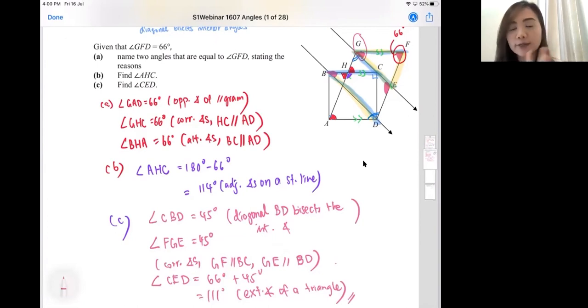Exterior angle can save a lot of time if you know how to use that property. Many students would like to find angle CEF first. Then after that, you take 180 minus CEF and then find CED. You don't need that. That is a little too long-winded. Okay, moving on.